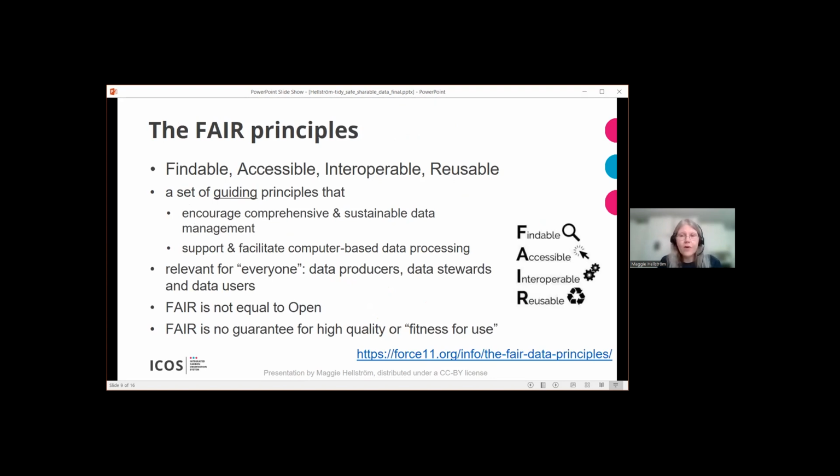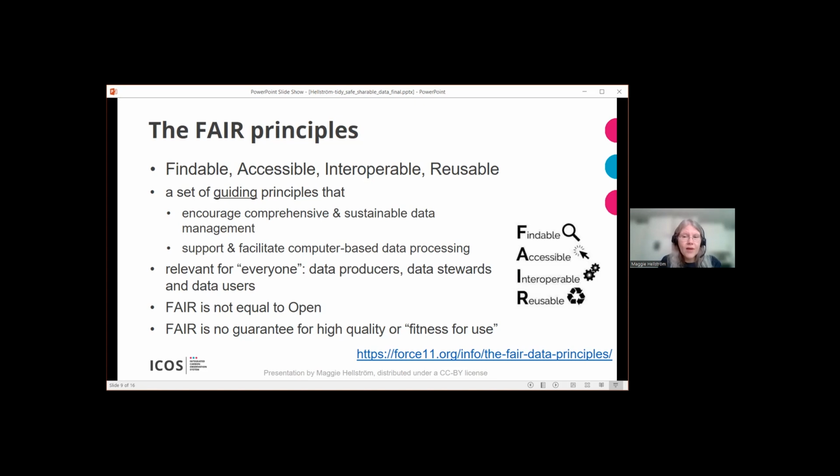So then there's something called the FAIR principles, which I think that most of you have probably heard about. This is a set of guiding principles that are trying to encourage comprehensive and sustainable data management and really support and facilitate computer-based data processing. And this is covering the 4 basic categories of actions here to make the data findable, accessible, interoperable, and reusable. I'm not going to go really into the details here, but you can check out the principles yourself. There are many different places on the web where you can see both the principles themselves and an explanation of what they mean.